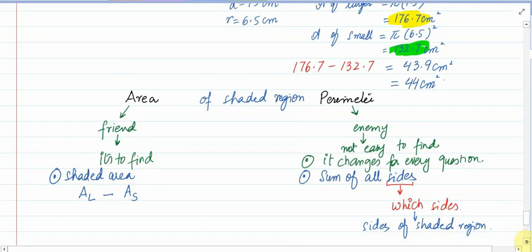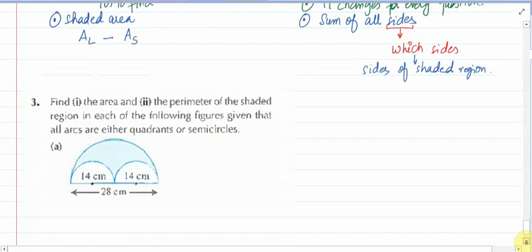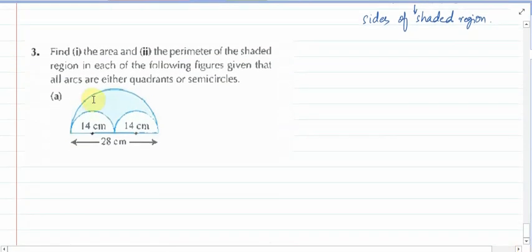Now moving on to the next question, question number 3. In this question you can see that we have a shaded area, right? We need to find the perimeter, the enemy one, and the area, the friend. So first we are going to pick our friend, that is area. We need to find the shaded area of this shape. Now first understand what we are going to do.